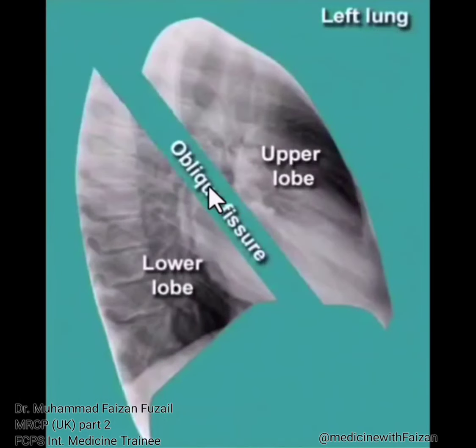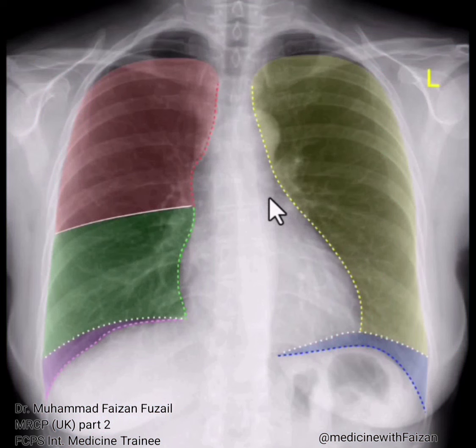On the other hand, there is only one fissure on the left side, and so two lobes. This portion here, hugging the left heart border, is the lingular portion, which is part of the left upper lobe, corresponding to the right middle lobe. You can notice that I haven't drawn anything going up above the level of the clavicles. That's because the anterior chest really stops at the clavicles. The apical regions of lung are really posteriorly within the chest.